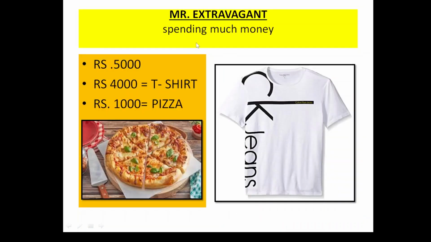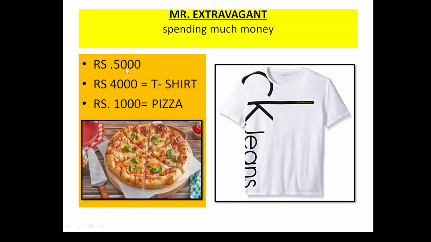So what do we observe in this example? See, coming on to the second friend, Mr. Extravagant. And what is the nature of this friend? Mr. Extravagant spends lots and lots of money on unnecessary things. He has also received rupees 5,000 from his parents. But what he did, instead of buying new books, copies, uniform, bag, groceries, and savings, he bought a t-shirt of rupees 4,000 for himself. And with the rest, 1,000, he ate something in the market. Now he is left with nothing.